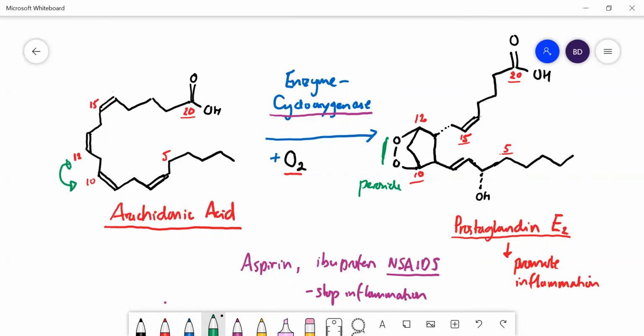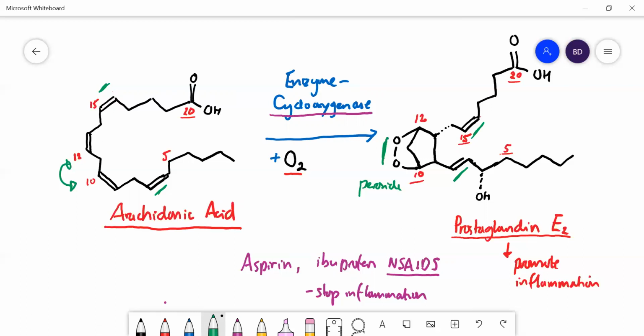The peroxide link is when you get a single bond between two oxygens, like in hydrogen peroxide. So you can have a look at this molecule. You can see, for example, this double bond here at carbon 15, that's being conserved. This double bond has actually moved positions. It's not that one, it's moved one along. It's quite a complicated reaction there, but you can see how arachidonic acid gets turned into prostaglandin E2 by this enzyme. So you inhibit this enzyme, inhibit the production of prostaglandin E2, inhibit inflammation.